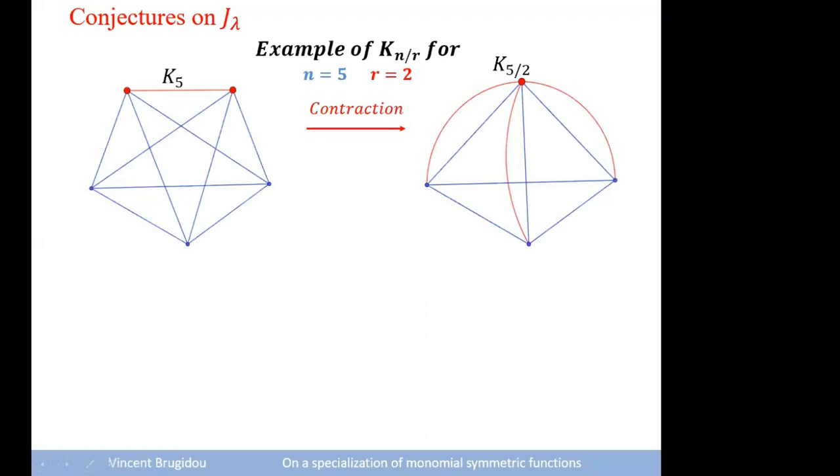Here is an example, the contracted graph for n equal to 5 and r equal to 2. This is the complete graph K5. This and this in red are the R vertices. When we contract the edge between them, we obtain K5/2, the contracted graph.